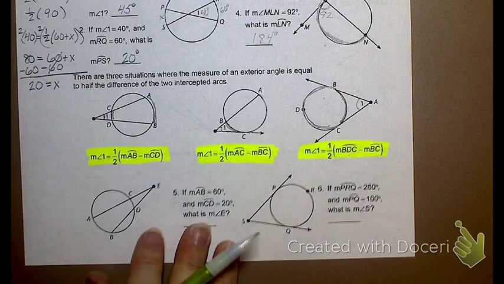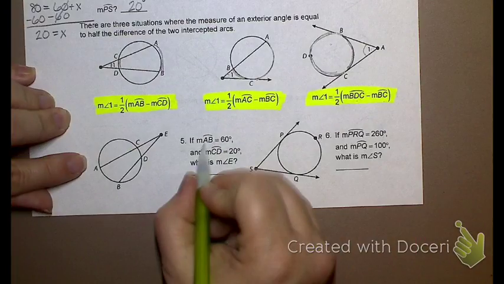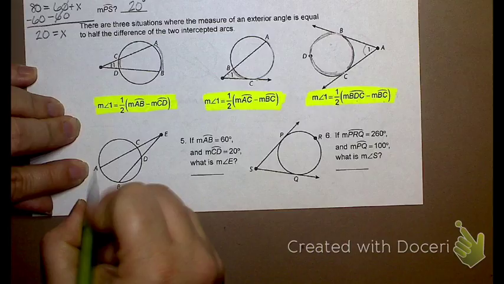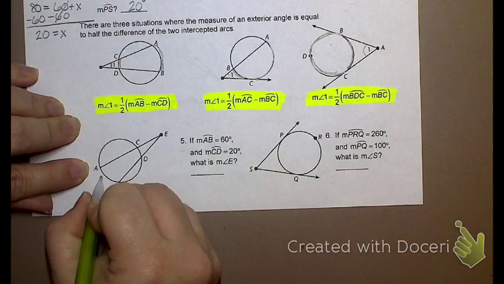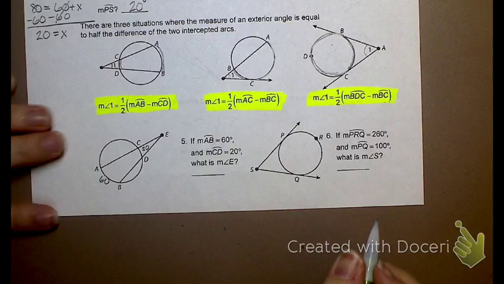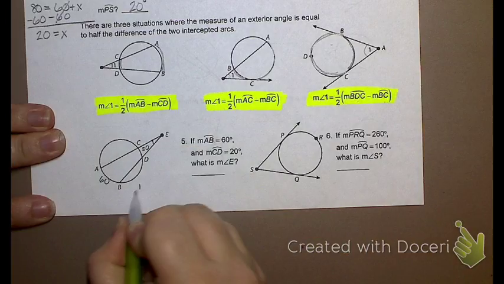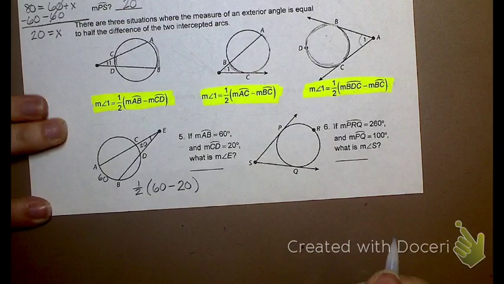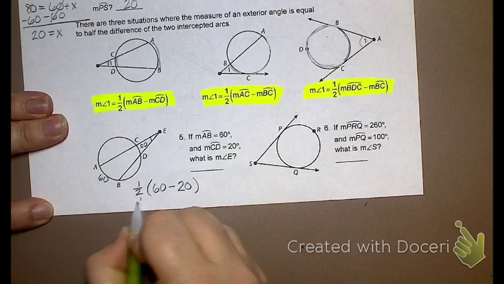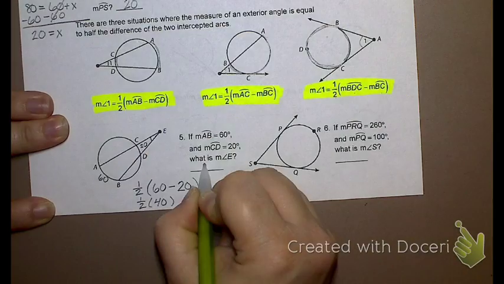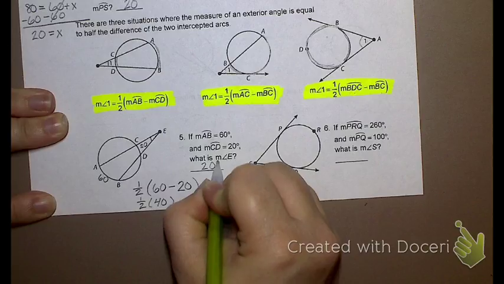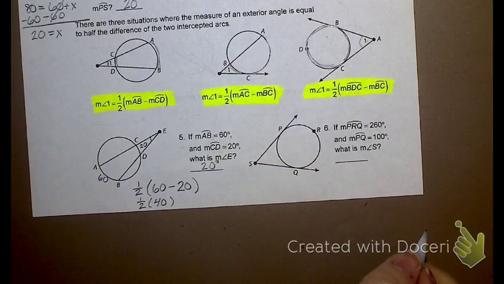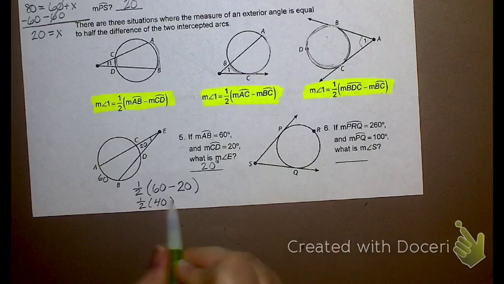Okay? So let's look at these two problems. If the measure of AB is 60 and the measure of CD is 20, what's the measure of angle E? Well, it's going to be 1/2 of the big arc minus the small arc, which gives me 1/2 of 40, which means that angle E is 20 degrees. The hardest part of these problems is seeing what the picture is asking, seeing what you know and what you're looking for, but the actual calculation isn't bad.